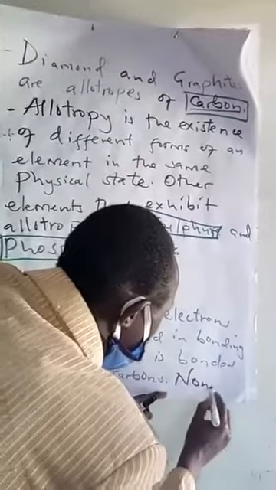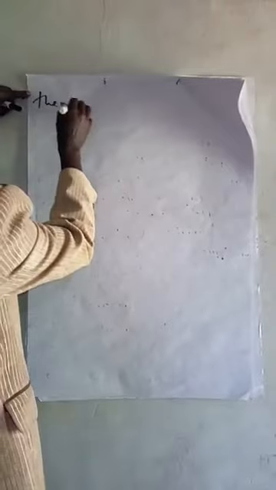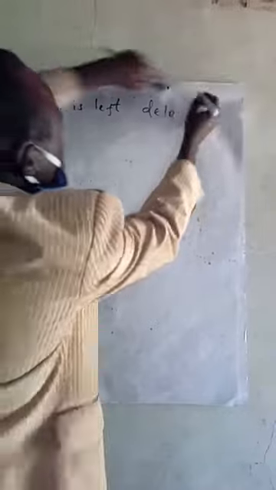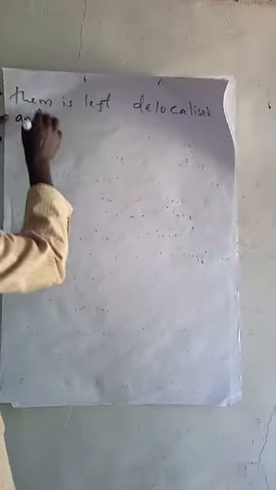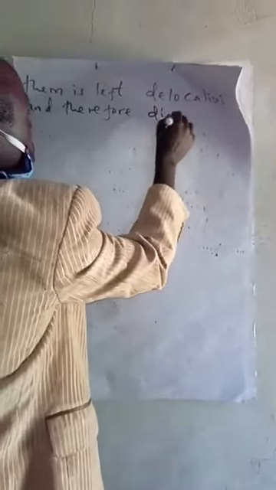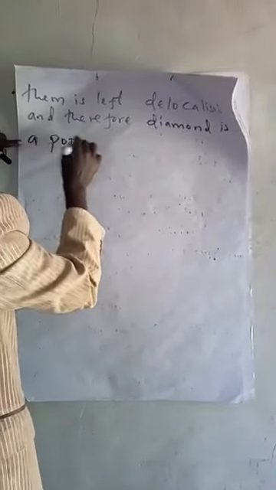None of the electrons is left delocalized, and therefore diamond is a poor conductor of electricity.